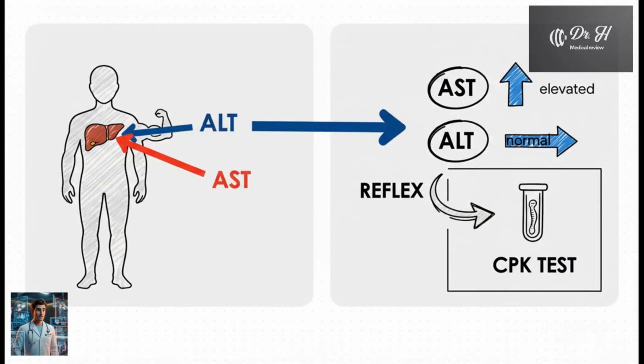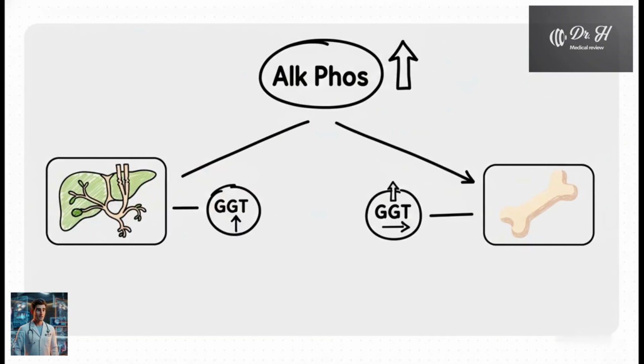Next, what if you see a high AST, but the ALT is totally normal? Well, you have to remember, AST isn't just in the liver, it's also in muscle. So your reflex is to order a CPK to see if this is actually coming from muscle breakdown, rhabdomyolysis, instead of the liver.